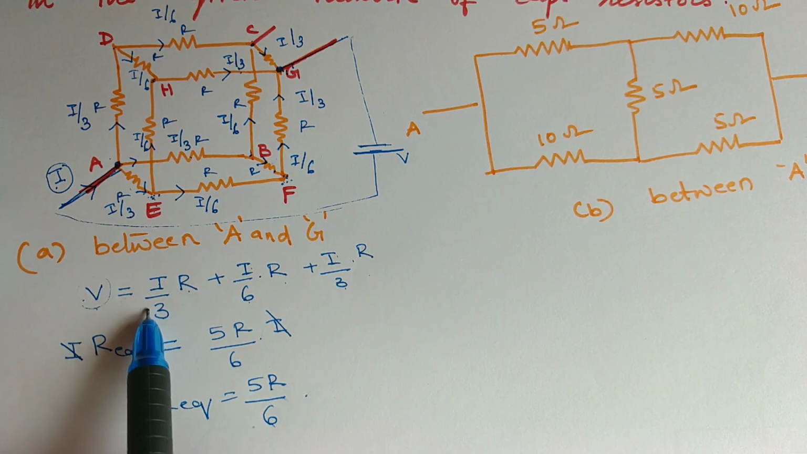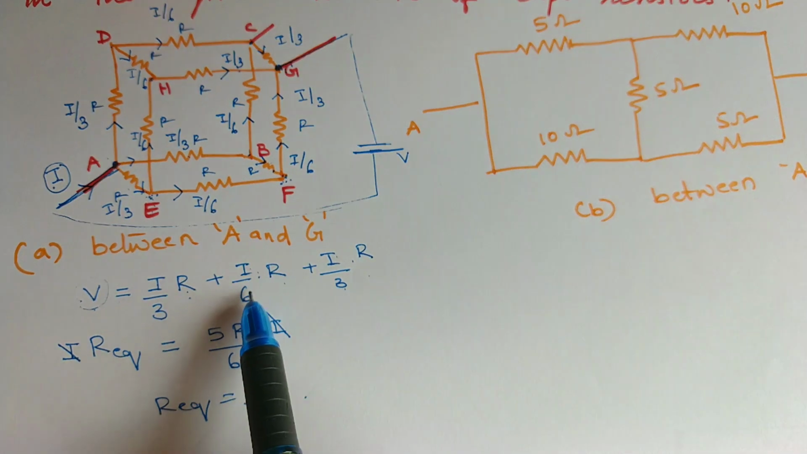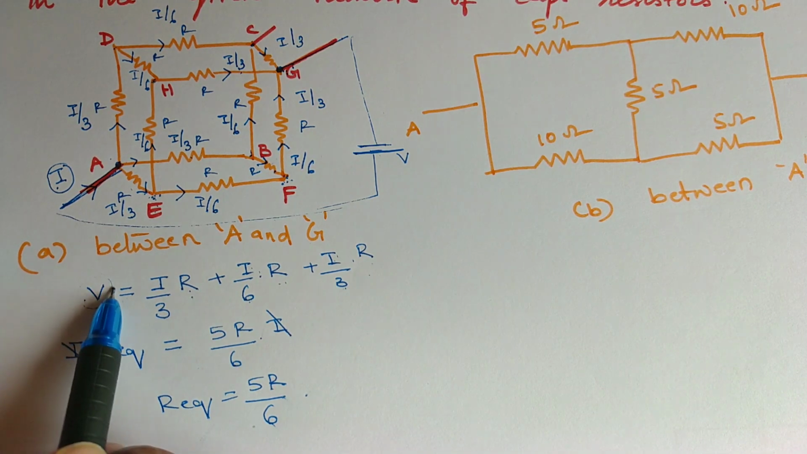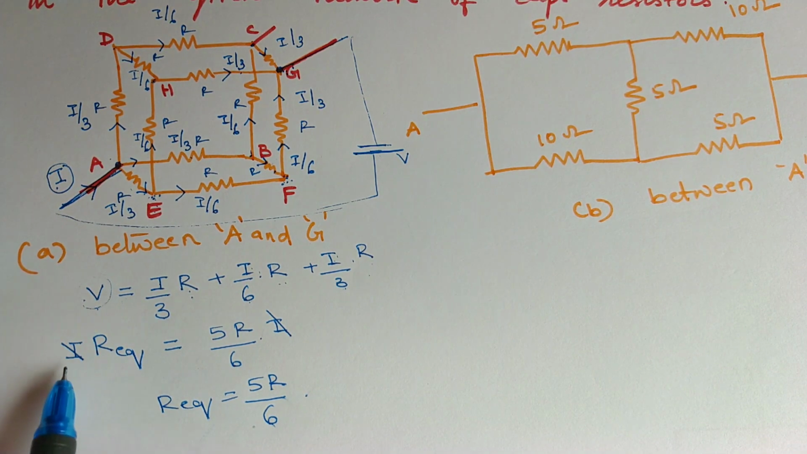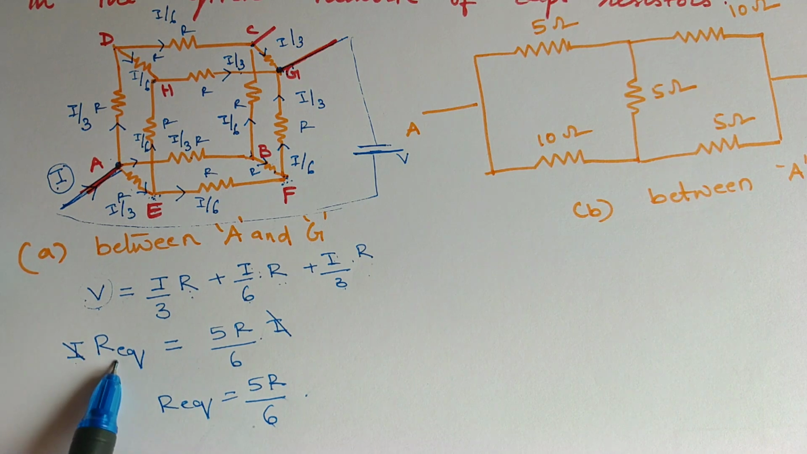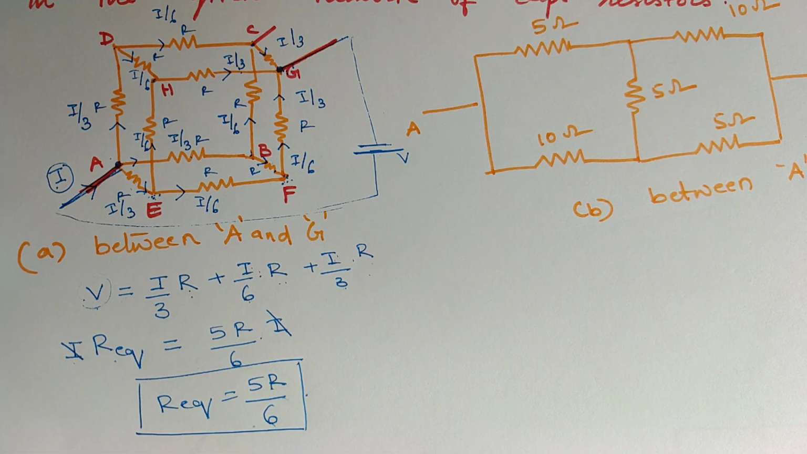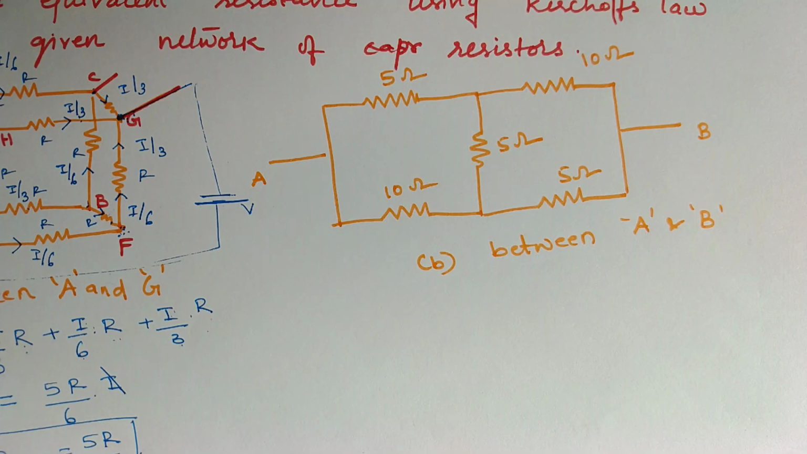So when you bring the term to the left hand side, I by 3 into R plus I by 6 into R plus I by 3 into R will give you applied voltage. And this applied voltage is your total current into equivalent resistance. See, we got the same answer even by using symmetry method, but here also you will get the same result. So what is R equivalent? 5R divided by 6.